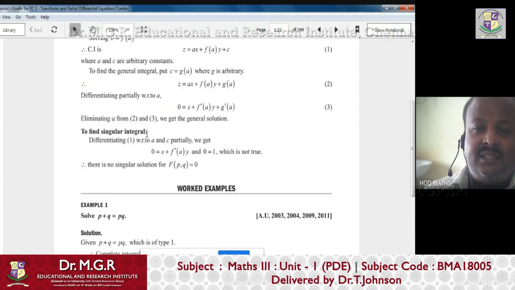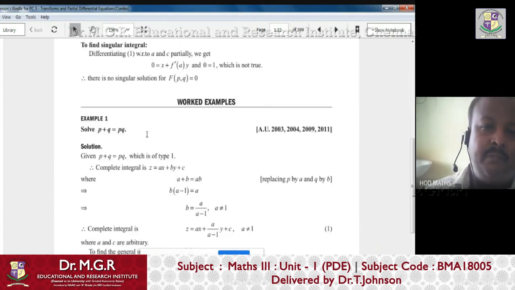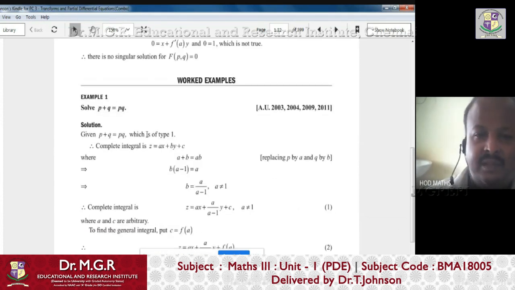And last class itself I explained how to solve this type of PDE. For example, we have seen this example last class, right? This equation is of the form P plus Q equals PQ, which is of type 1 because here only P and Qs are present. There is no x, y, z in the PDE. Then we have to assume that the solution is like this: z equals Ax plus By plus C.